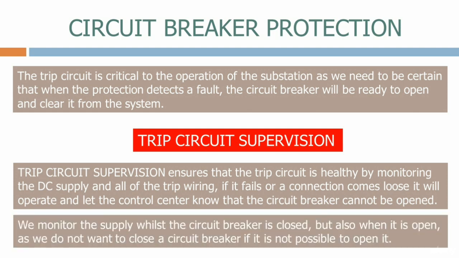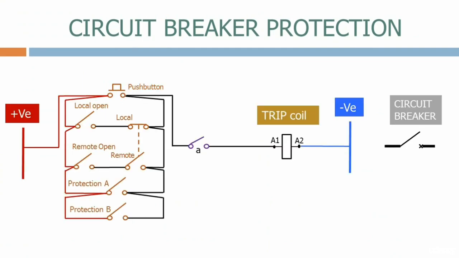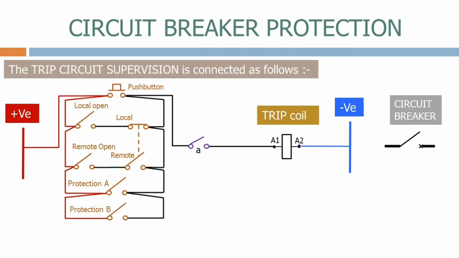We monitor the supply whilst the circuit breaker is closed, but also when it is open, as we do not want to close a circuit breaker if it is not possible to open it. Here we have a typical trip circuit for the circuit breaker. The trip circuit supervision is connected as follows.